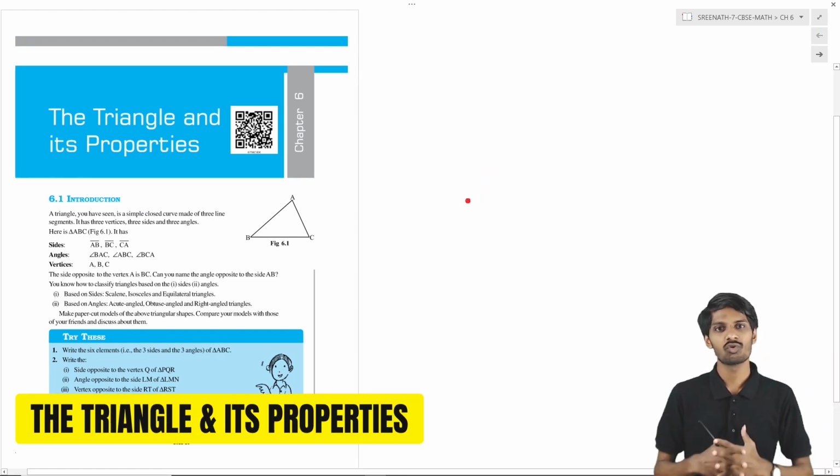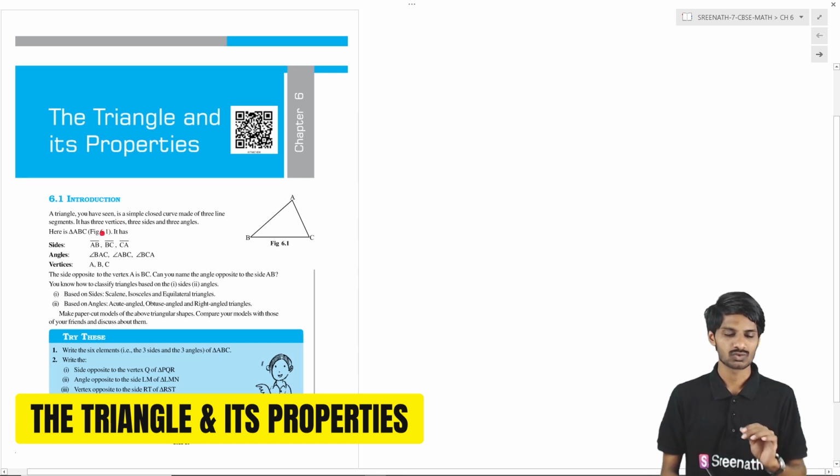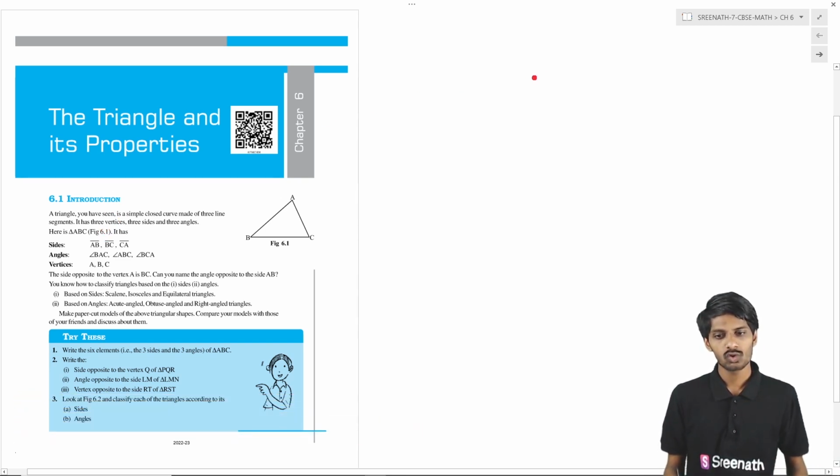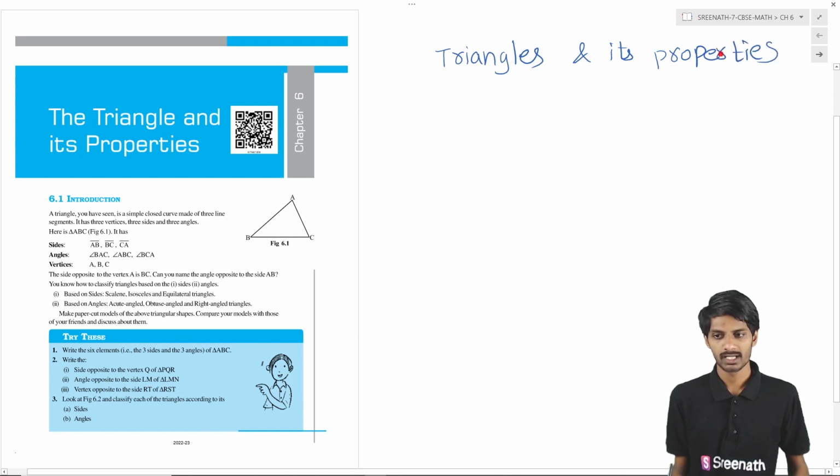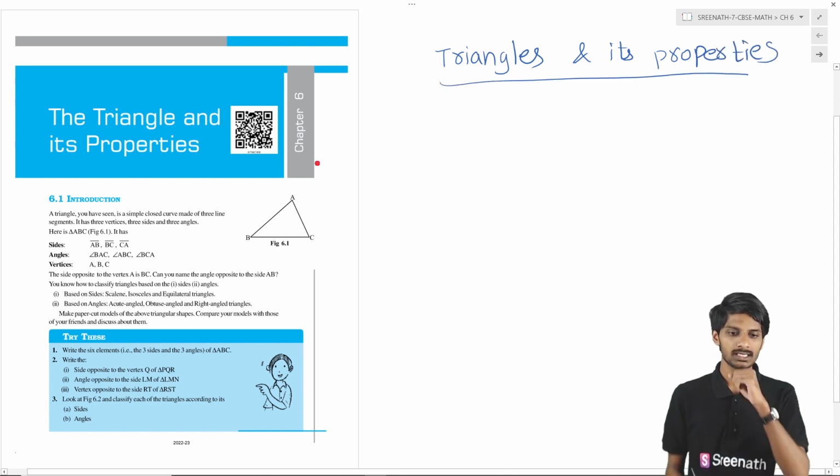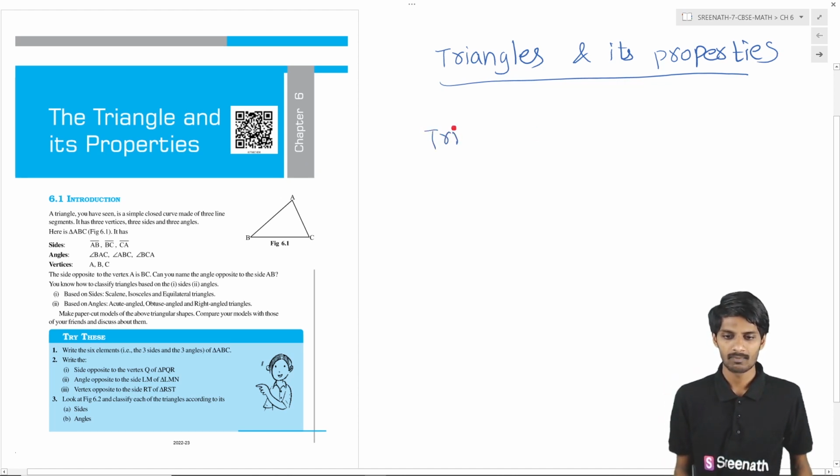Hello students, now we will start our discussion about triangles and its properties, students. So now we know what our present chapter name is, that is triangles and its properties. In this chapter now we are going to study. Now we know what a triangle is.